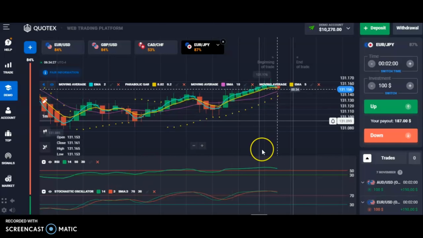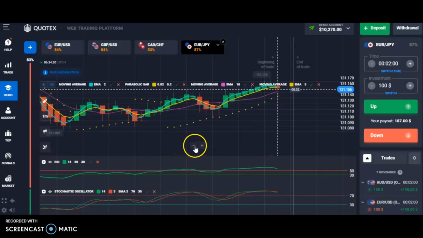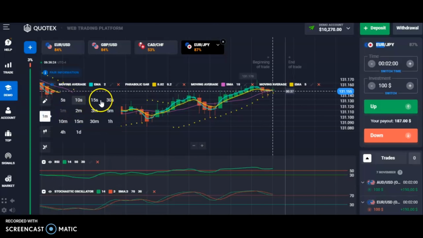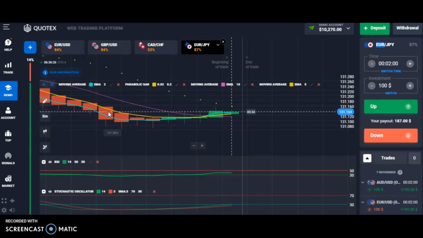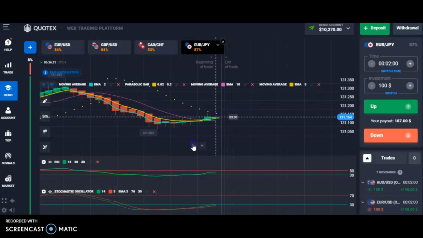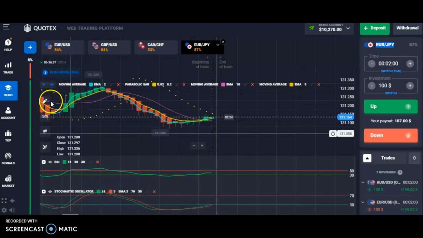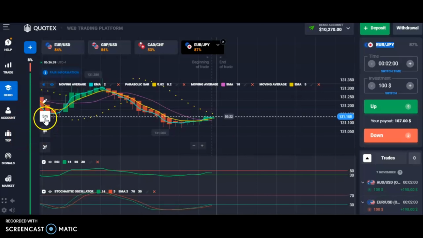So let's wait this one out. Let's see what happens. We're looking for another opportunity. I'm going to switch it to a 5-minute because I want to see what's really going on in the market. It looks like there's indecision going on. You can see nothing really happening here. So switch it back to the 1 minute.